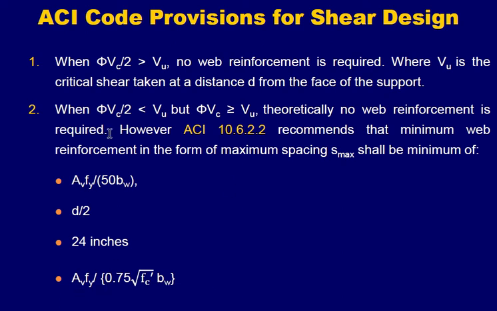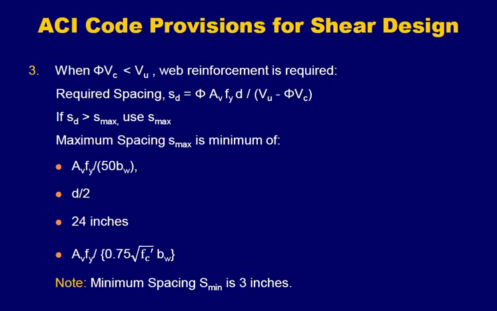So these are the two conditions where Vu was less than half of the capacity, and the second one greater than half capacity but less than concrete capacity. But these two conditions rarely happen, or maybe never happen. The third condition is the important one. Most of the time, or if I say all the time, this condition prevails: when φVc is less than Vu, you are required to provide web reinforcement, and the required spacing is determined by this formula.